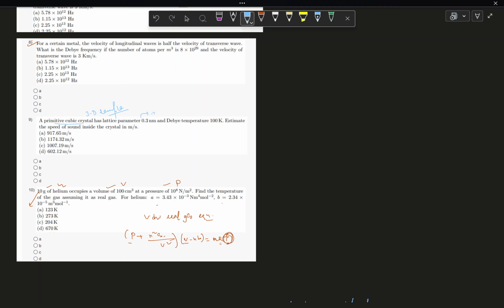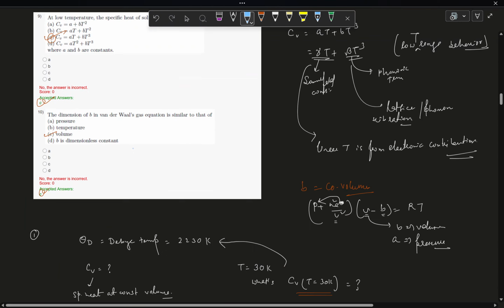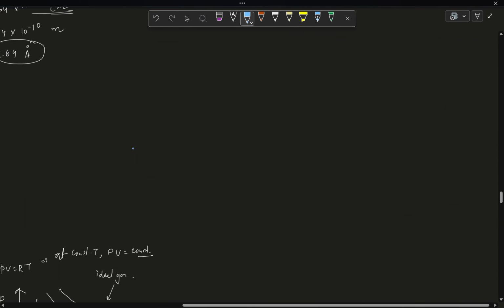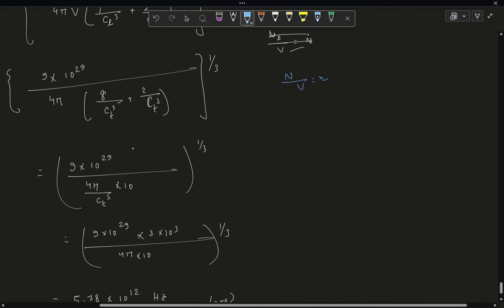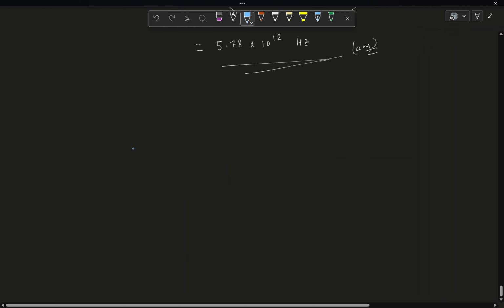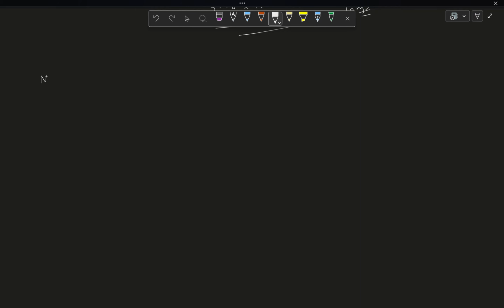And the lattice parameter, which we call a, is given as 0.3 × 10⁻⁹ meter. And the Debye temperature θ_D is given. The speed of sound, we call it v_s. That is what you have to calculate. As I said, I will tell you a general formula for solving this kind of problem. Even if instead of a 3D primitive crystal you are given a 2D structure, then also by using that general formula you can solve it.